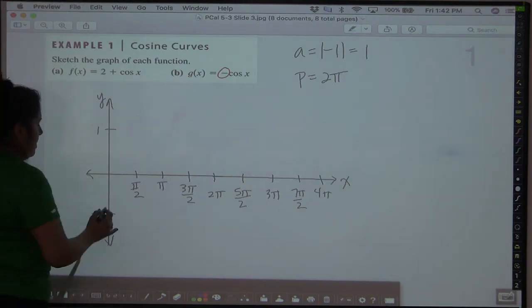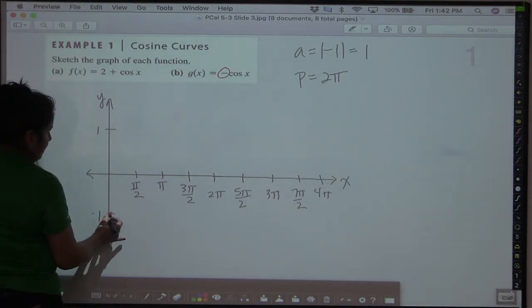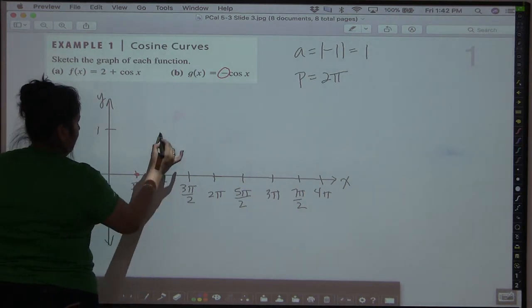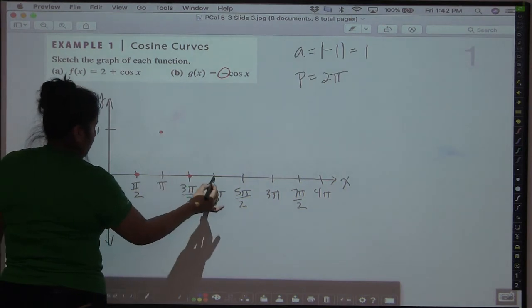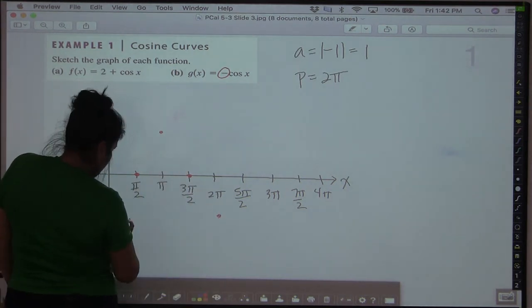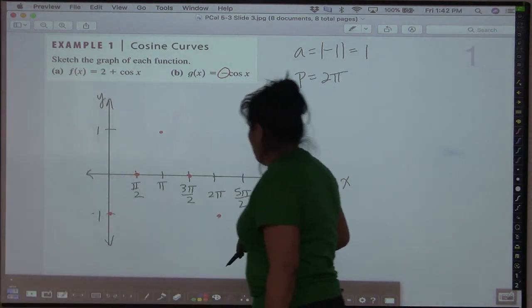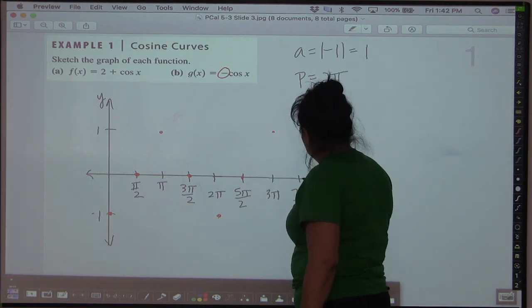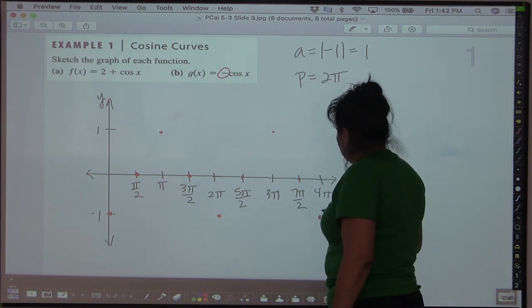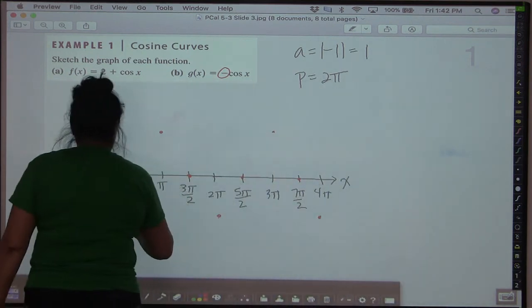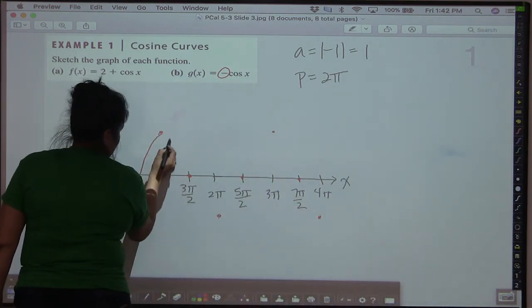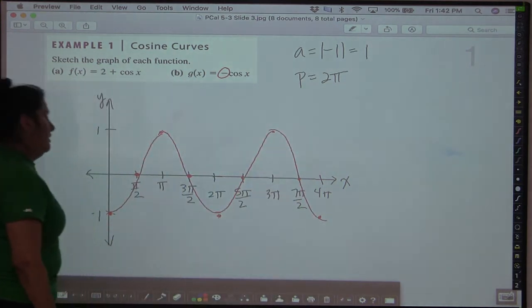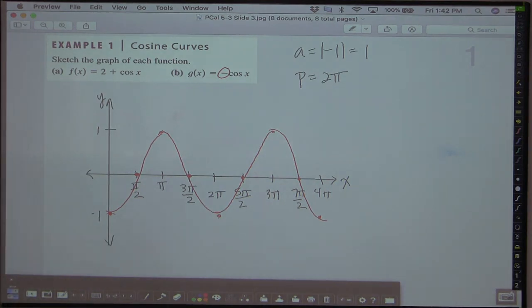So you'd be at your minimum instead of your maximum, and then you'd be at 0, and then at the maximum, then at 0 again, then back at your minimum. That would be one cycle, and then you do it again. So back to 0, now back at your max, back to 0, back at your min. So now you're starting and ending at your min instead of starting and ending on your max, just because of that negative. So that then becomes your graph. Alrighty? So that is part B.